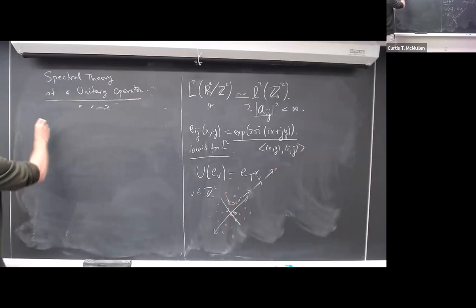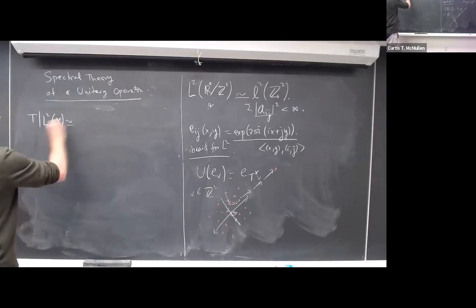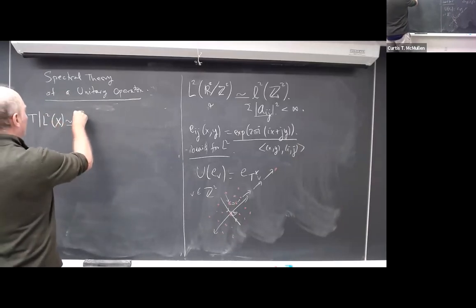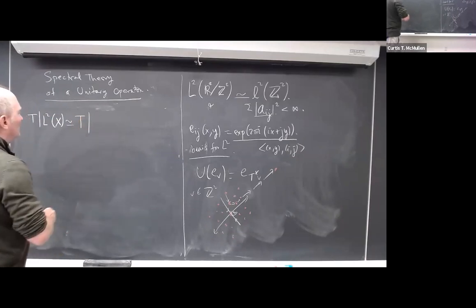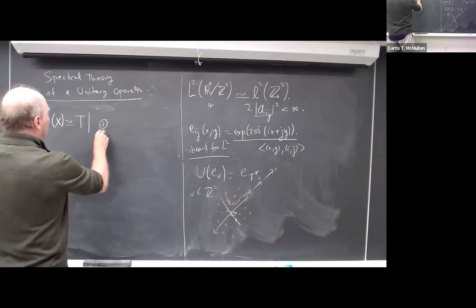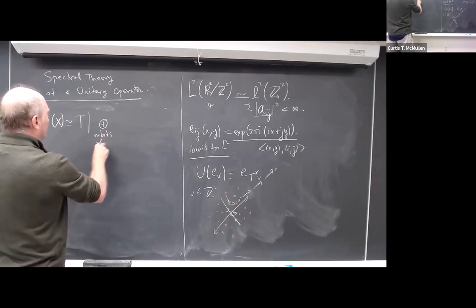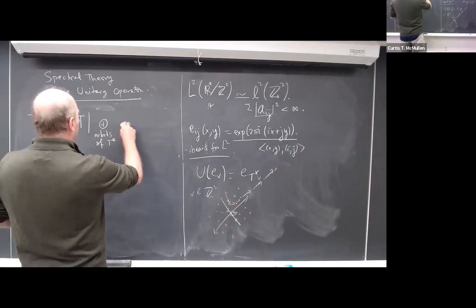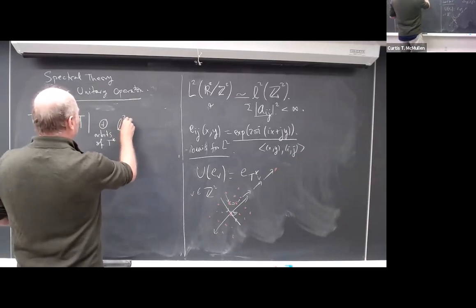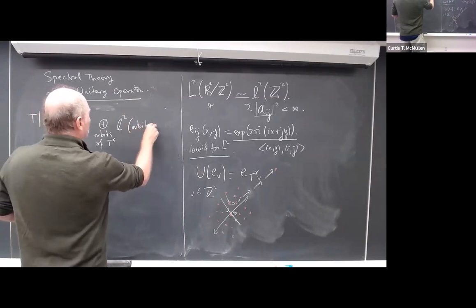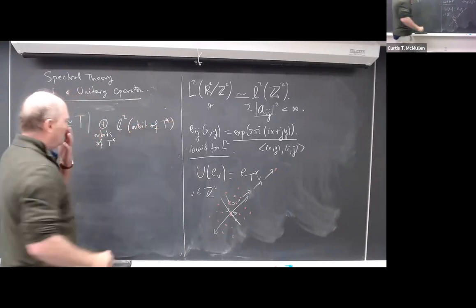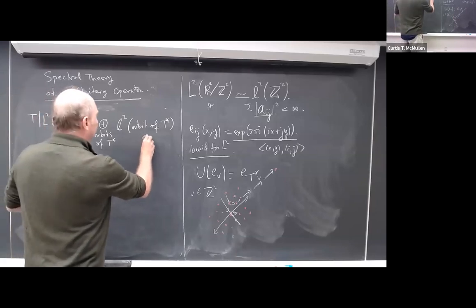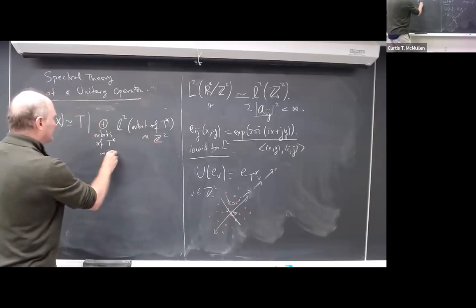So the action of T on L2 of the torus is isomorphic to the action of T restricted to this direct sum over the orbits of T star of what we call little L2 of the orbit of T star. In other words, the span of this is the orbit of T star on Z2.